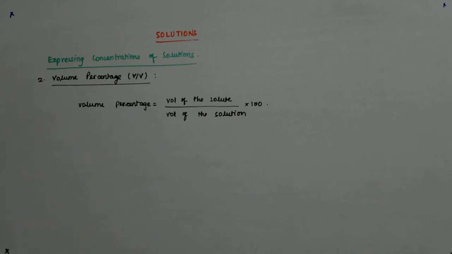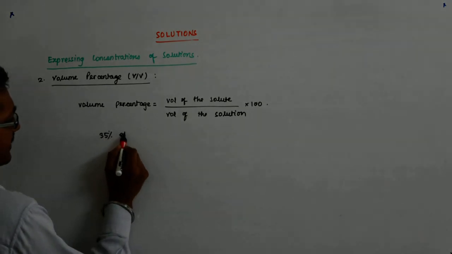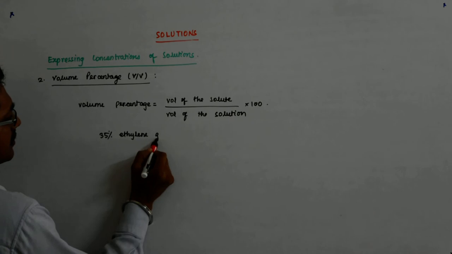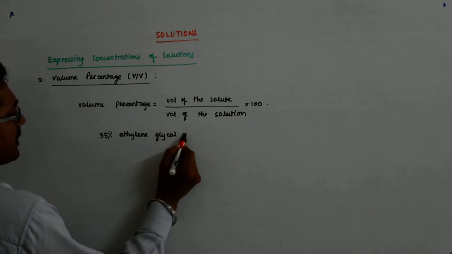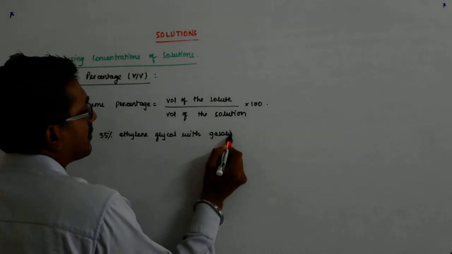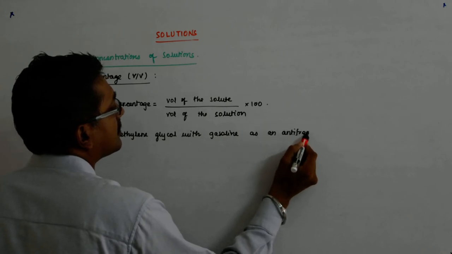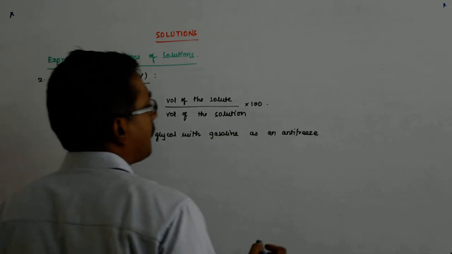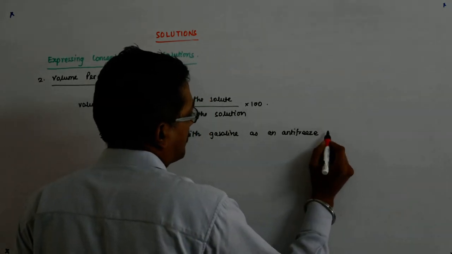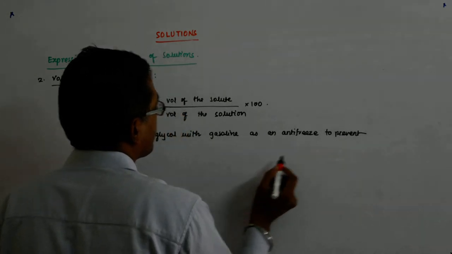And this happens a lot outside. We use 35% ethylene glycol with petrol, with gasoline, as an antifreeze to prevent freezing.